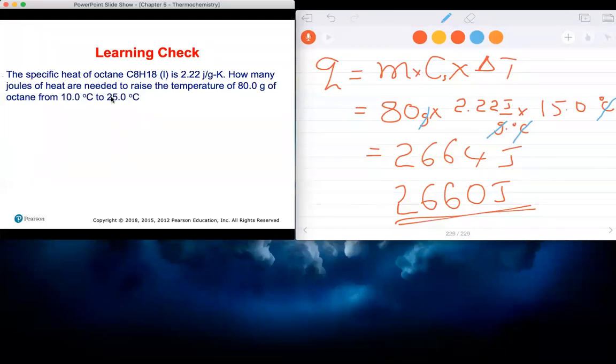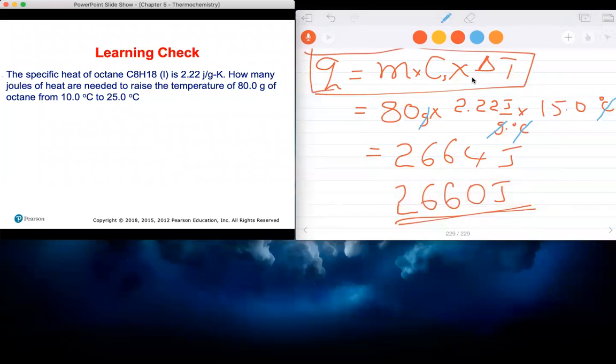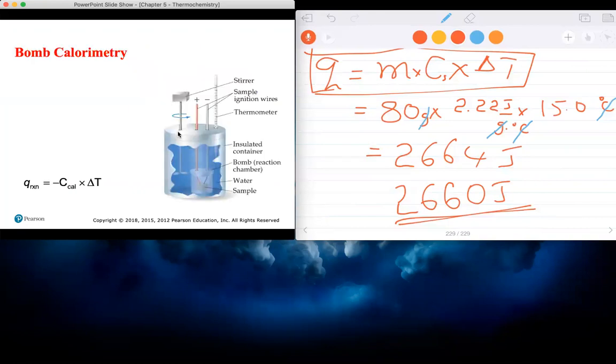It's 15, final minus initial, and then you plug it into the equation. If you are asked to find it in kilojoules, then you divide by 1,000.